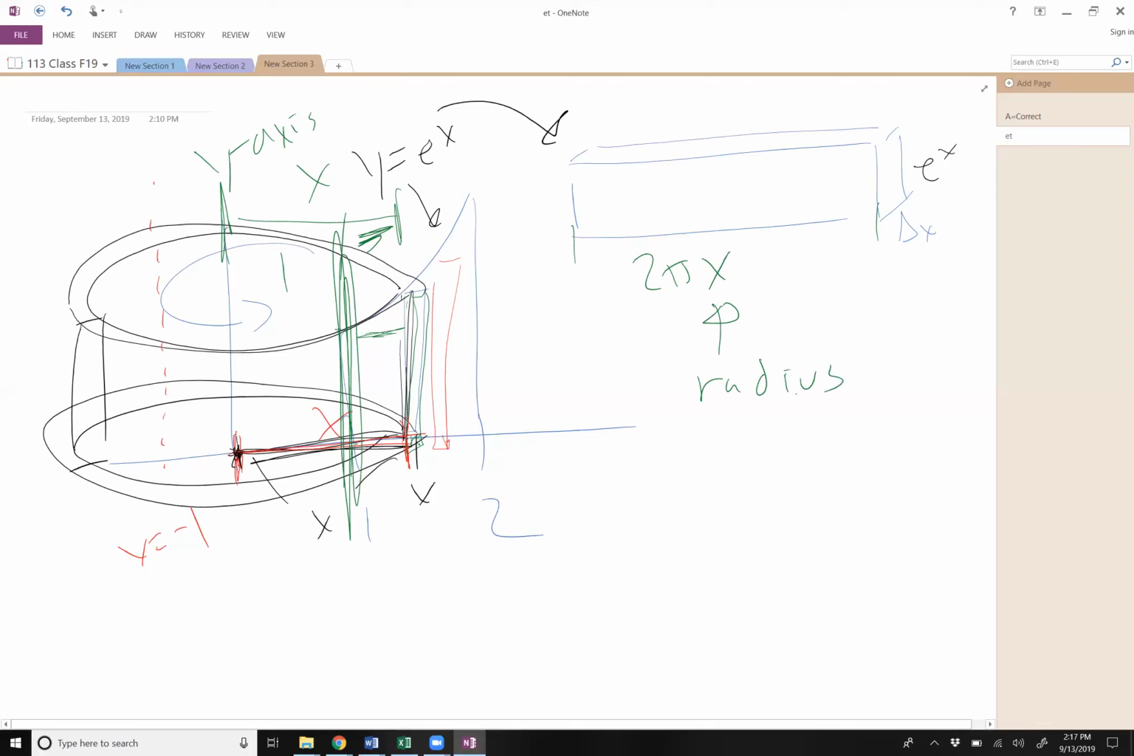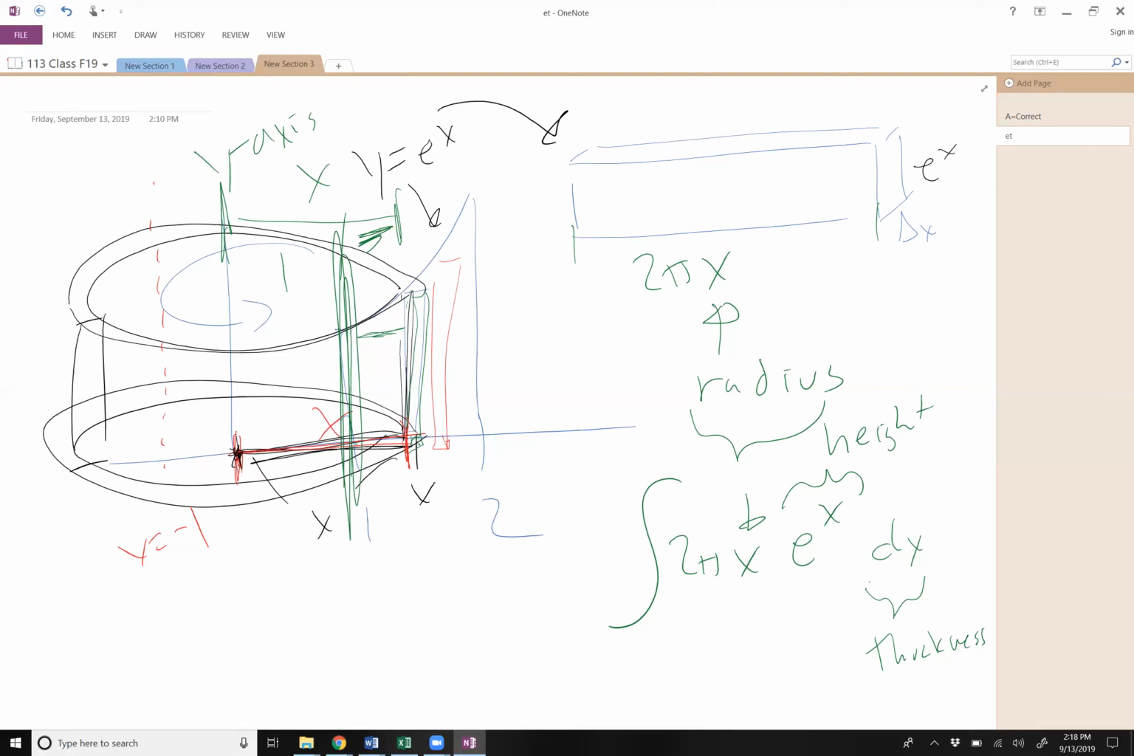Okay? And now I have enough to set up my integral, because my integral is going to be 2 pi times my radius times the height. Is height H-E-I or H-I-E? It's H-E, right? Okay. And my thickness. Okay. So all three of those things are lengths. I multiply them together, I'm going to get a volume. Okay. What are my bounds?